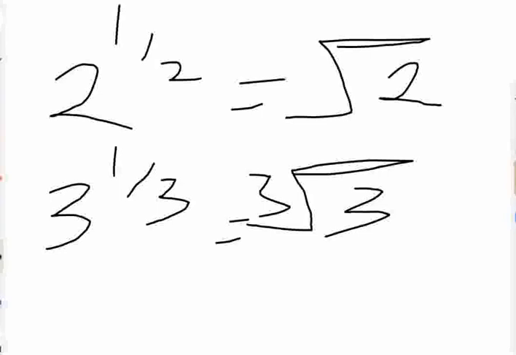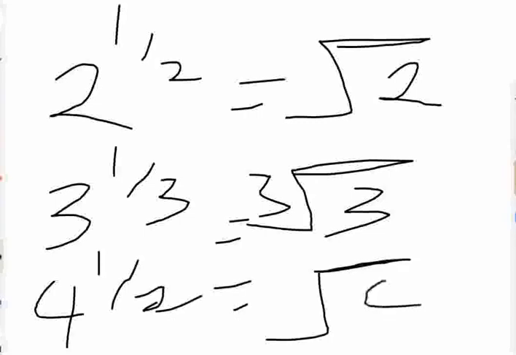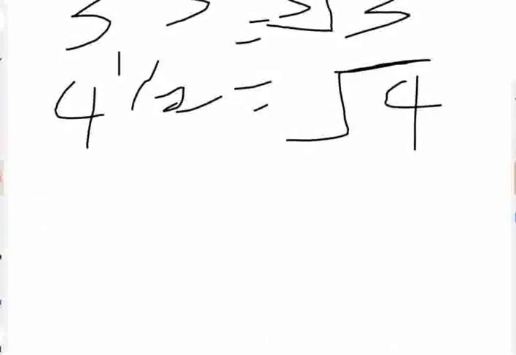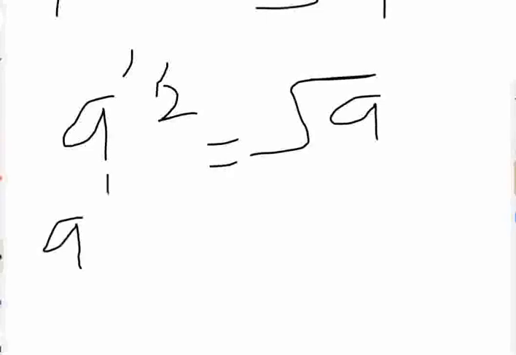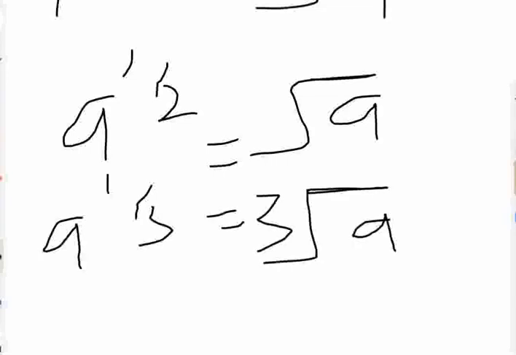So if you have 4 raised to the power 1 over 2, it is equal to the square root of 4. So that's just it. It's used to show the indices of different roots. Hence, we say that when we have a to the power of 1 over 2, it's equal to the square root of a, and a to the power of 1 over 3 is equal to the cube root of a. Does that make sense to you?